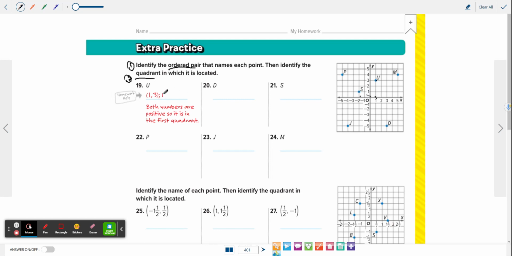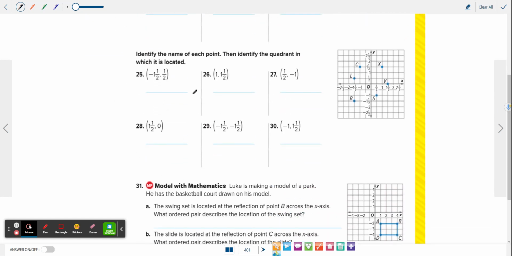Okay. And then for 20, you'll do the same thing. Find D. Start with X. Remember to do your X first, then your Y. You might want to write that at the top of your page. X and then Y. And X goes left and right. Y is up and down. Okay. So do your X first, then your Y. And make sure you tell the quadrant.